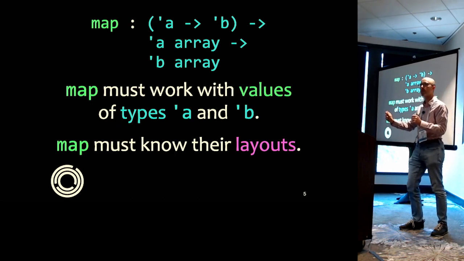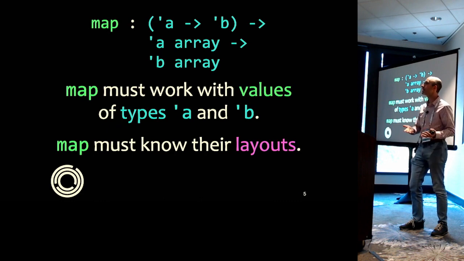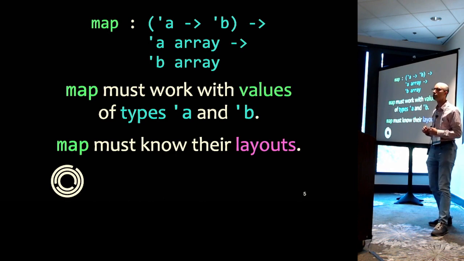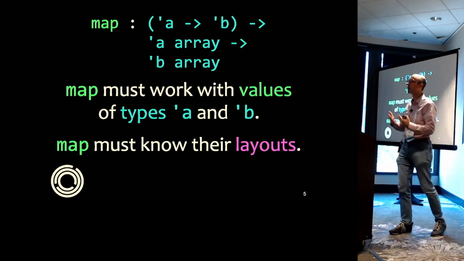So it needs to know, is it represented by 1 register or 2 registers? Is it a floating point number? Is it an int? These aspects of alpha and beta are going to control or have to be apparent in the implementation of map. And that's what I mean by map must know their layouts. I can only compile map after I know the layouts of alpha and beta.